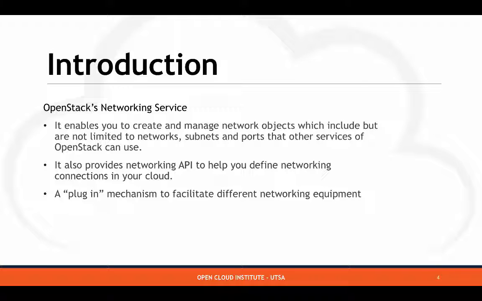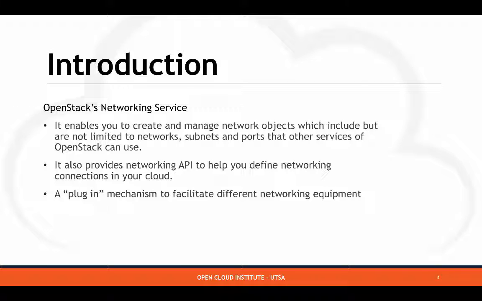Neutron is OpenStack's networking service. It's built to deliver networking as a service in a cloud environment. It enables you to create and manage network objects, which include but are not limited to networks, subnets, and ports that other services of OpenStack can use. It brings ease of use to network operators by providing a plug-in mechanism to facilitate different networking equipment or software, providing flexibility to OpenStack architecture and deployment.